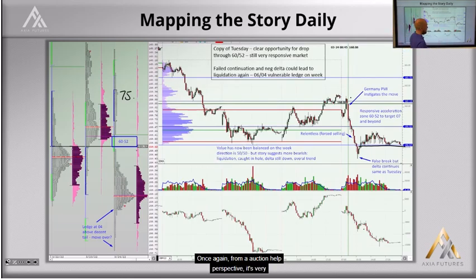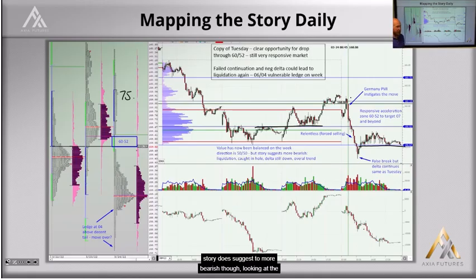Once again, from an auction perspective, it's very responsive once more. And you see that these responsive traders, when you get back up above a previous reference, are willing to just flip that reference straight back to support. As they did here at 52, they do the same down at 07, 05. What we've done from a weekly perspective now is balanced out.